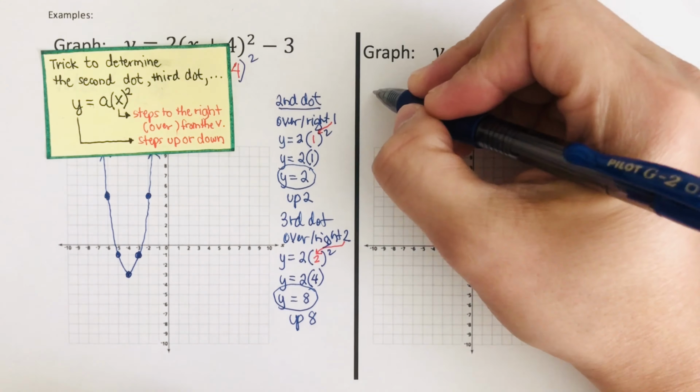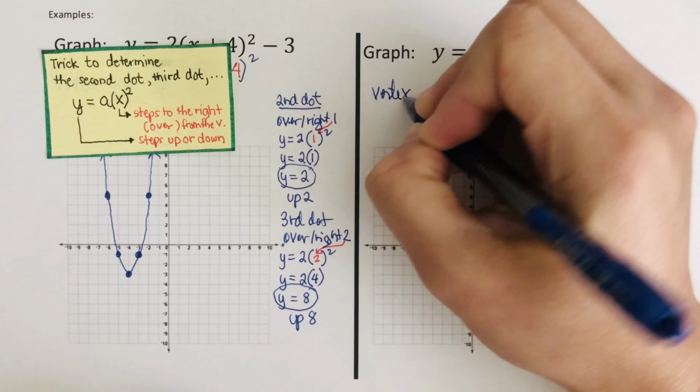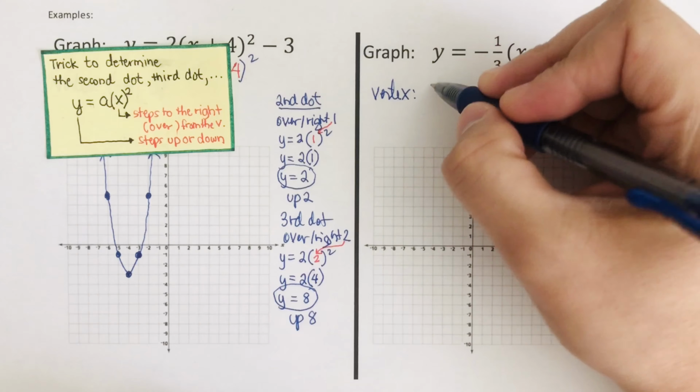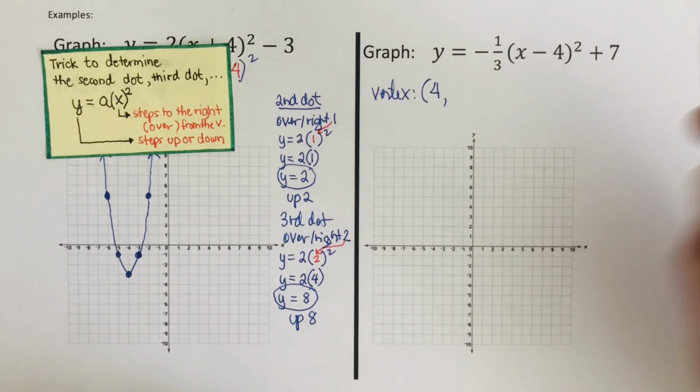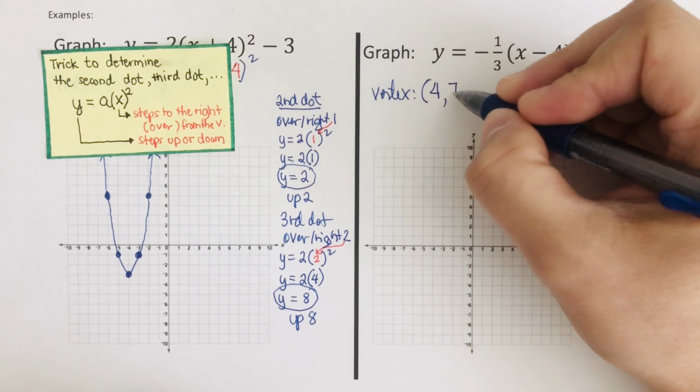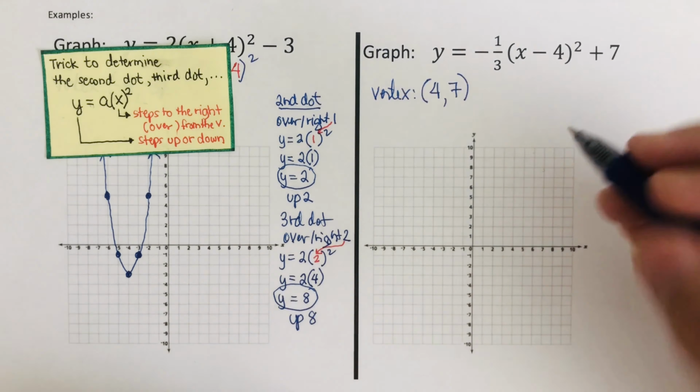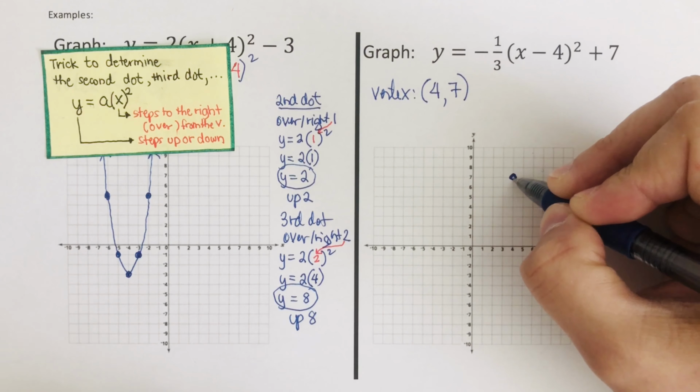So first we have the vertex. Again, we switch and keep, so that would be a positive 4 and then 7. So that's positive 4 and 7. So positive 4, then we go up to 7. So this is our vertex.